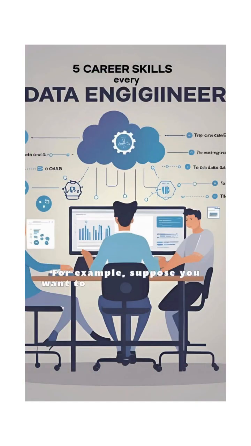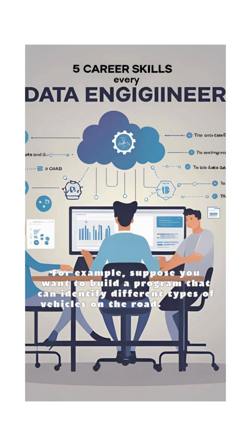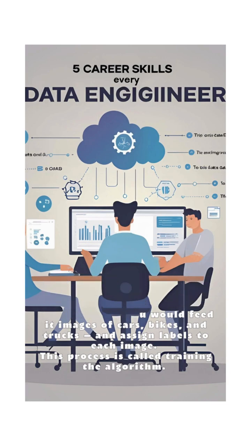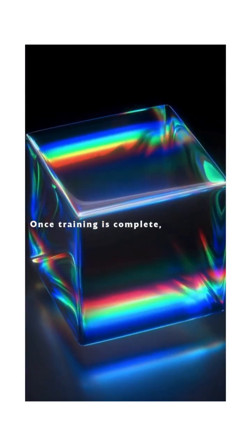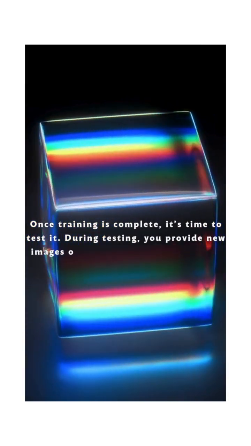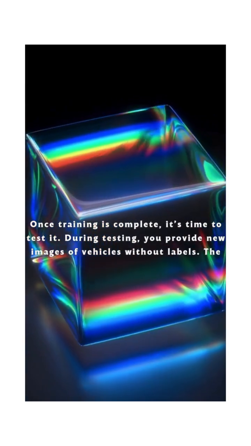For example, suppose you want to build a program that can identify different types of vehicles on the road. To train the algorithm, you would feed it images of cars, bikes, and trucks and assign labels to each image. This process is called training the algorithm. Once training is complete, it's time to test it. During testing, you provide new images of vehicles without labels.